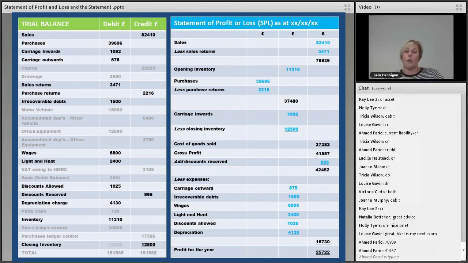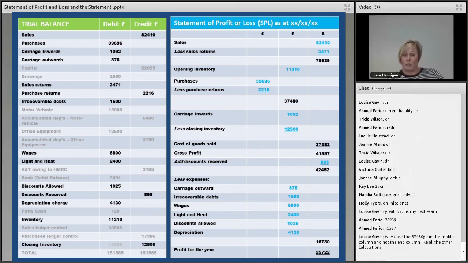25722. Now we're going to need this profit for the year figure, okay, and we're going to need that because if we don't have this figure when it comes to doing the statement of financial position, it won't work, okay, it won't balance. So please be careful when it comes to doing your profit and loss, because that figure is absolutely crucial for the next financial statement.